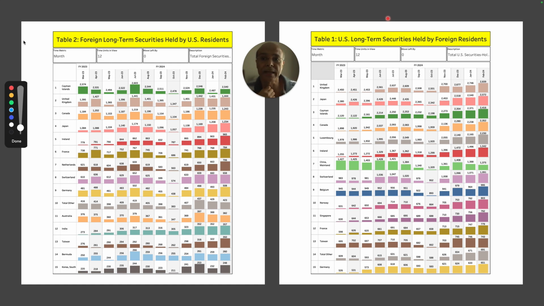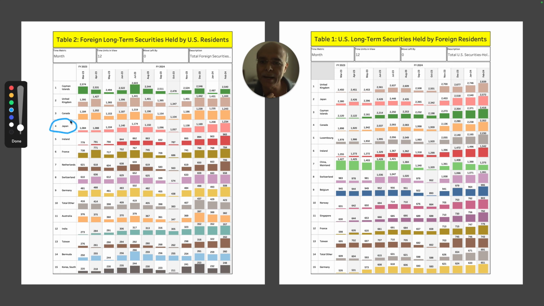So this Table 2 is the foreign long-term securities held by US residents, and Table 1 is the US long-term securities held by foreign residents. It means foreign residents are actually making investment into the US, and here the US is making investment into foreign countries. So I looked at Japan.